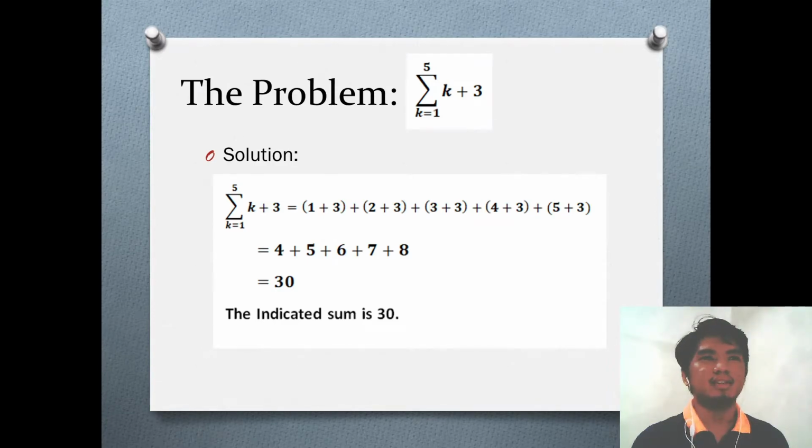So 1 plus 3 is 4, 2 plus 3 is 5, 3 plus 3 is 6, 4 plus 3 is 7, 5 plus 3 is 8. So we're gonna add all these numbers and it will come up with 30. And so the indicated sum for this problem is 30.